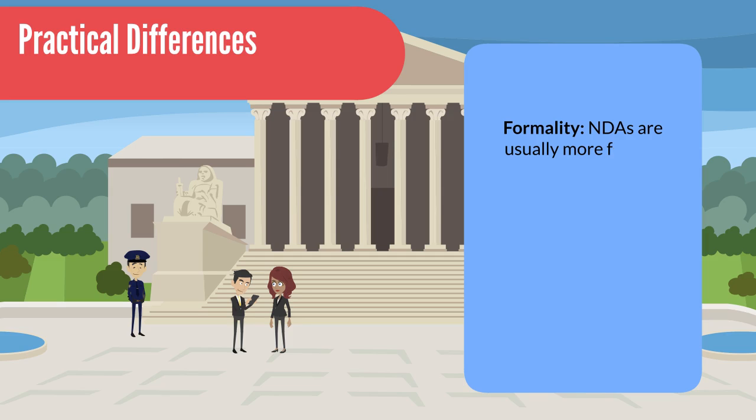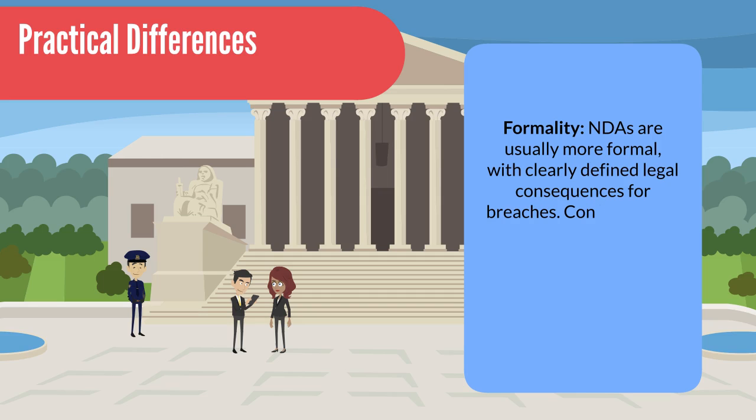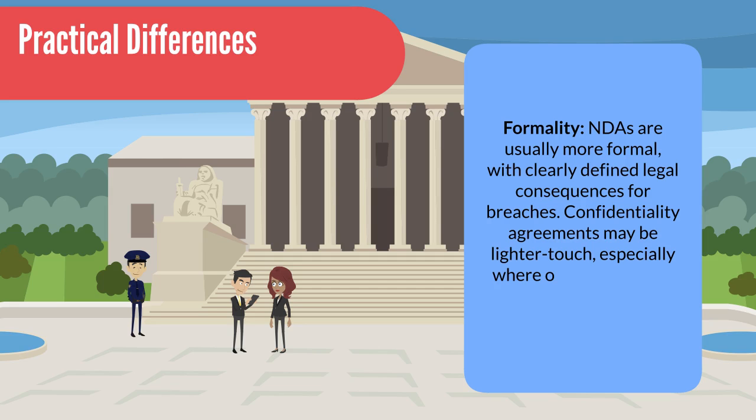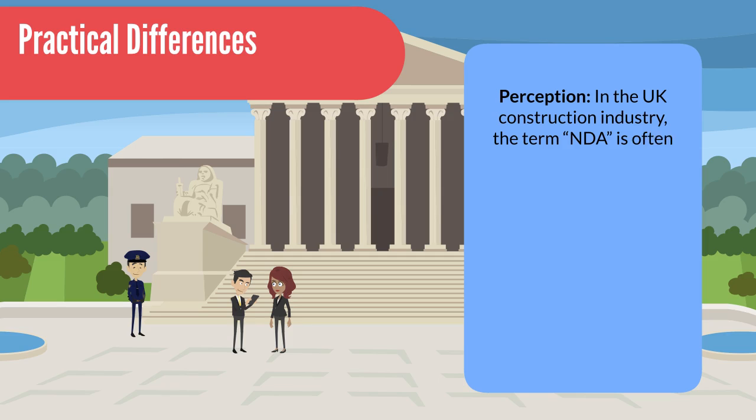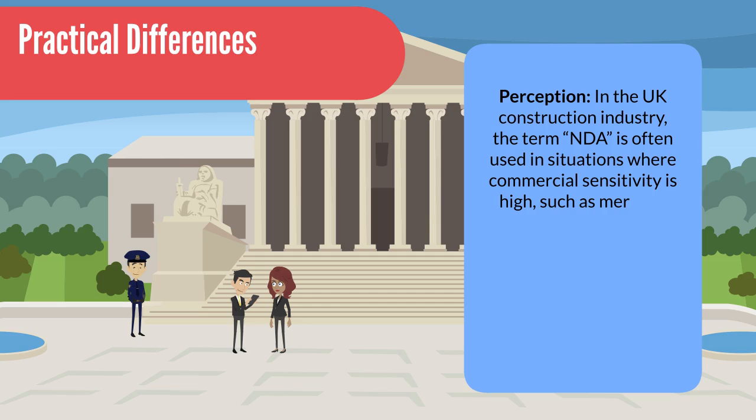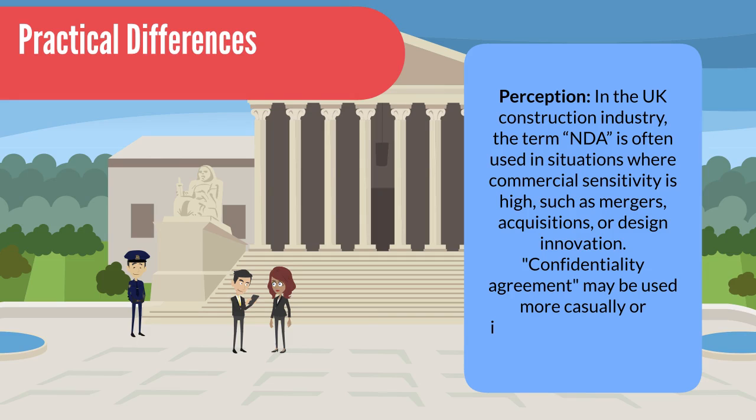Formality. NDAs are usually more formal, with clearly defined legal consequences for breaches. Confidentiality agreements may be lighter touch, especially where ongoing working relationships and trust are key. In the UK construction industry, the term NDA is often used in situations where commercial sensitivity is high, such as mergers, acquisitions, or design innovation. Confidentiality agreement may be used more casually or internally within project teams.